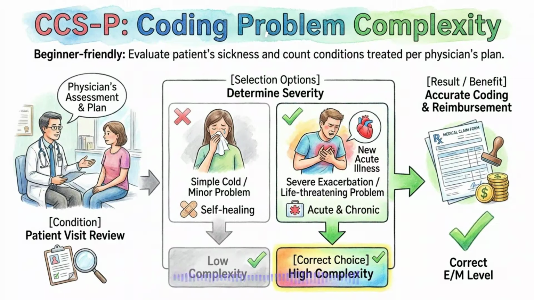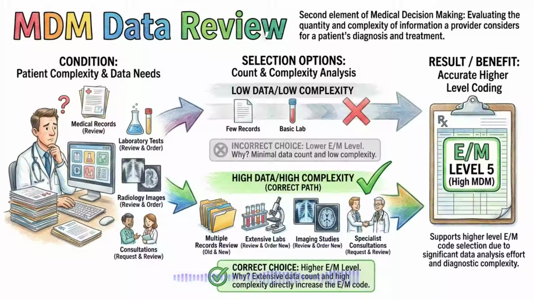This element looks at how sick the patient is and how many separate illnesses the provider is actively managing during the visit. A minor problem that will heal on its own, like a simple cold, scores very low. However, a severe exacerbation of a chronic illness, or a brand new acute problem that threatens the patient's life, will score much higher. You must evaluate the physician's assessment and plan to determine exactly how many conditions were actually treated that day. The second element of MDM is the amount and complexity of data reviewed and analyzed.